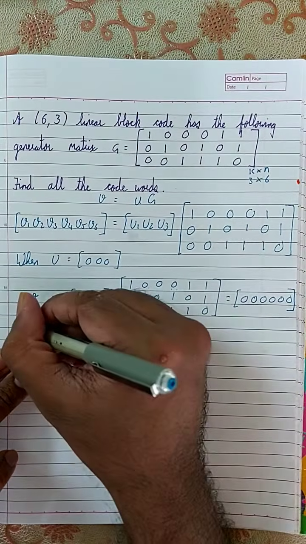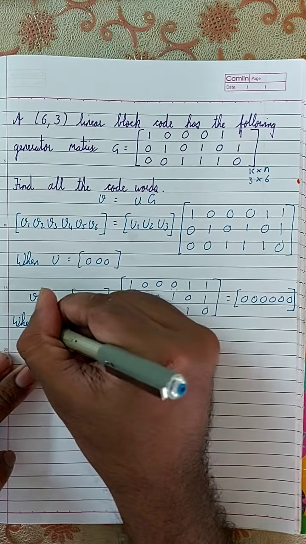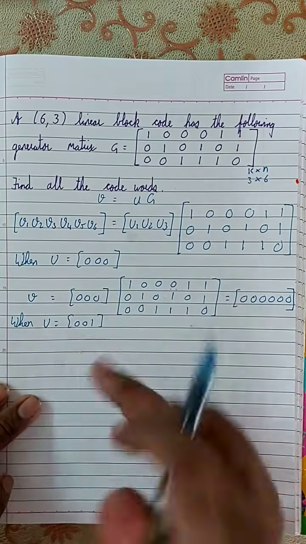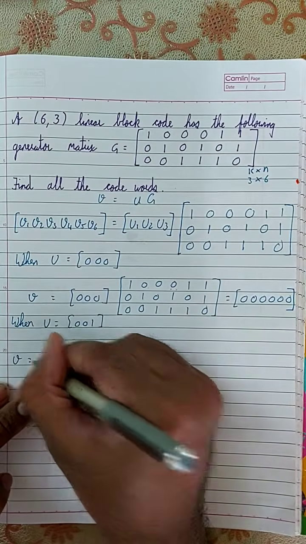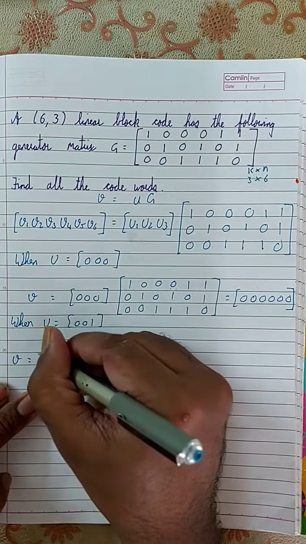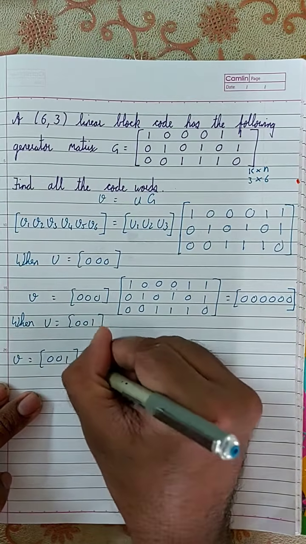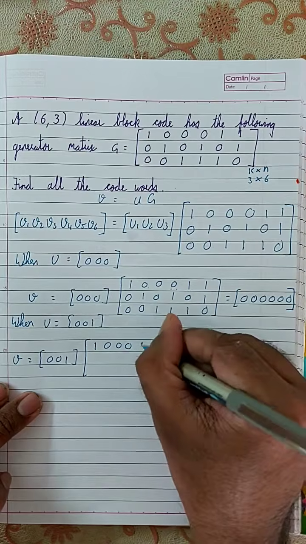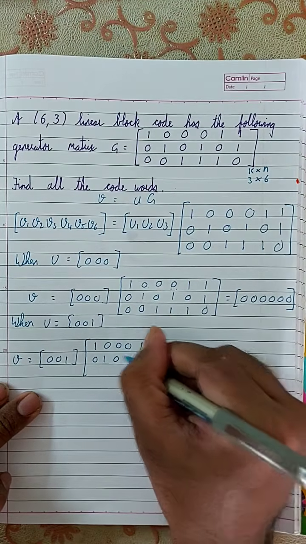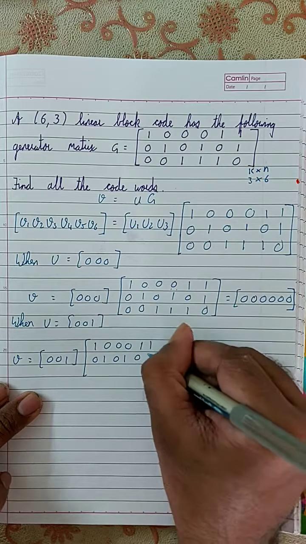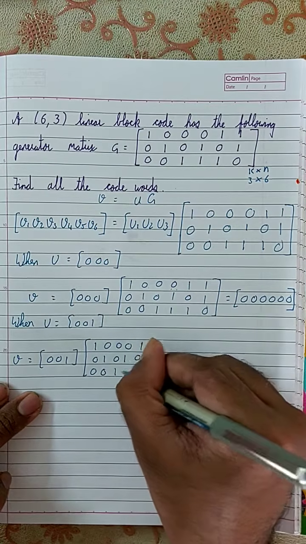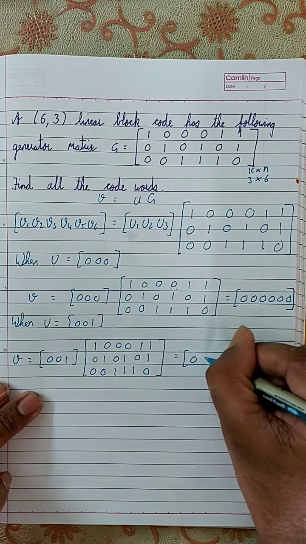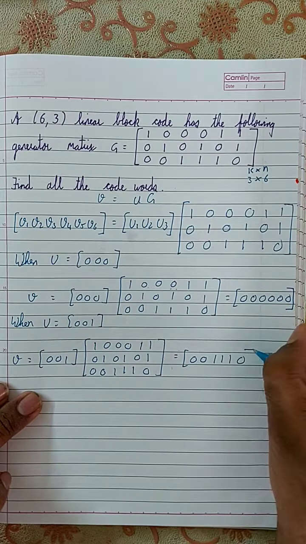Now the next message, when U is equal to 001, this is the second message. What is the code word of 001? Just simply multiply 001 with this matrix, 1 0 0 0 1 1, 0 1 0 1 0 1, 0 0 1 1 1 0. And the answer you will get is 0 0 1 1 1 0.